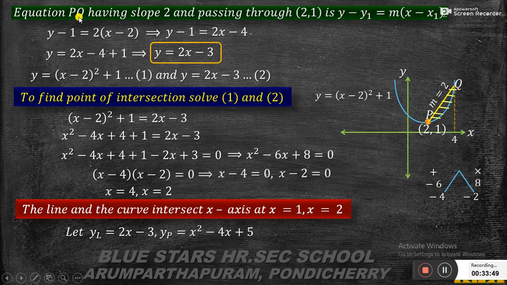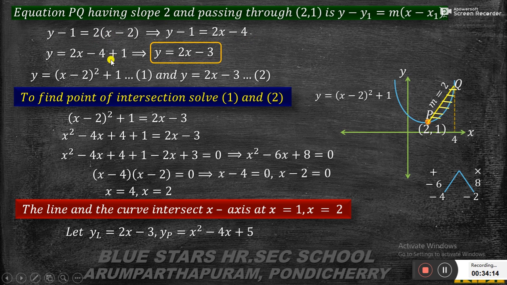That means the equation PQ has slope 2 and passes through (2, 1). A line with a given slope passing through a point has the equation y minus y1 equals m times (x minus x1). So taking the point as (x1, y1) and m equal to 2, we write y minus 1 equals 2 times (x minus 2), which implies y minus 1 equals 2x minus 4.